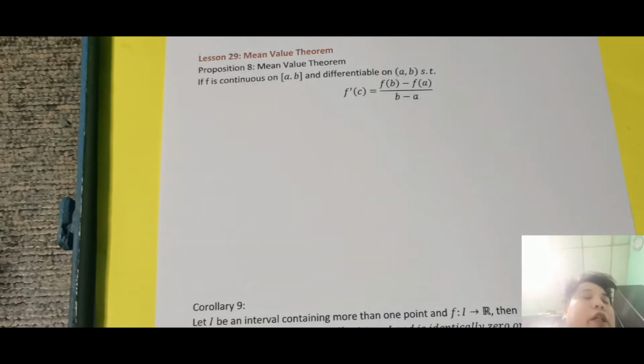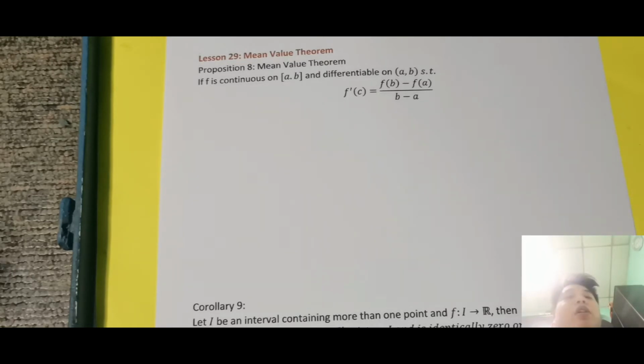Ito na yung lesson 29 sa ating advanced calculus. So this is the mean value theorem. Let's have proposition number 8. So this mean value theorem, iba siya kay Rolle's theorem, iba siya kay IBT. Another thing, si mean value theorem, may mean value theorem for derivative at may mean value theorem for integral. Since nasa derivative tayo, this is mean value theorem for derivative.